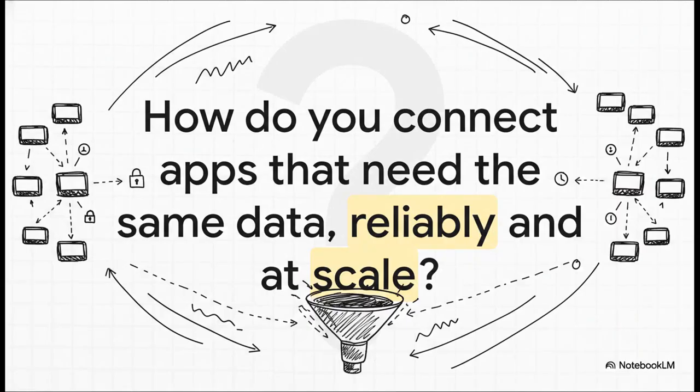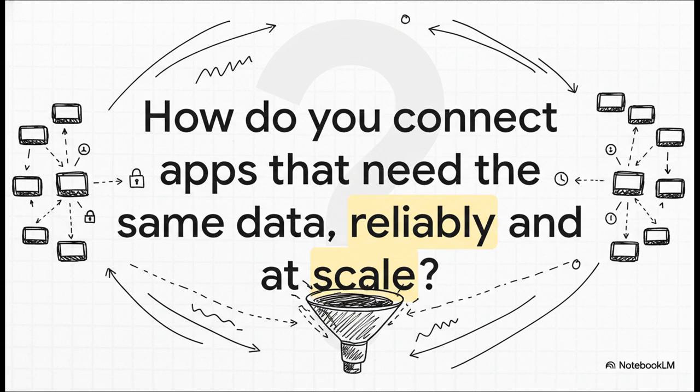But before we get into what it is, let's talk about why it even exists. I mean, what problem is it really trying to solve? Picture this. You've got hundreds of different apps, all needing to talk to each other, all needing the same firehose of data. How on earth do you connect them all without it turning into a complete mess, especially when you need it to be fast and super reliable?